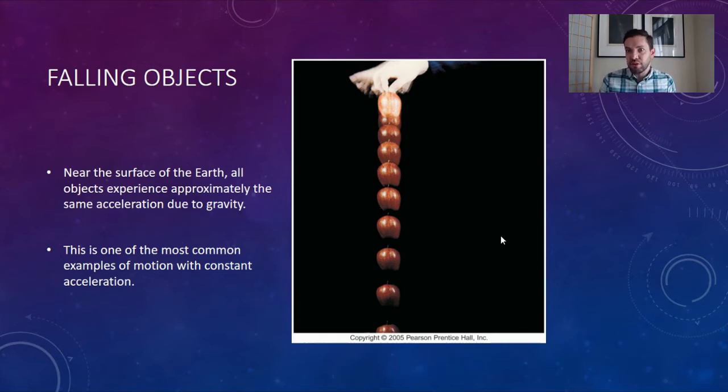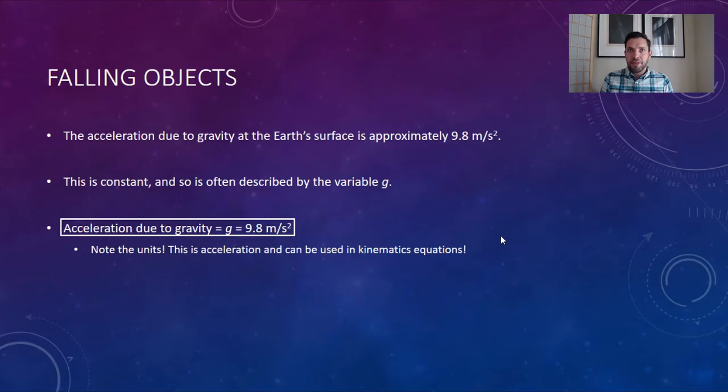This is acceleration. So we can actually take a situation like this and use our kinematics equations to try and figure out what's going to happen and how it's going to happen. The acceleration due to gravity for all objects at the Earth's surface is about 9.8 meters per second squared. This is constant. This is always true. And so we have a special letter, lowercase g, that we use to signify this acceleration due to gravity.